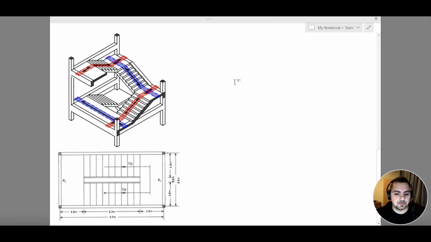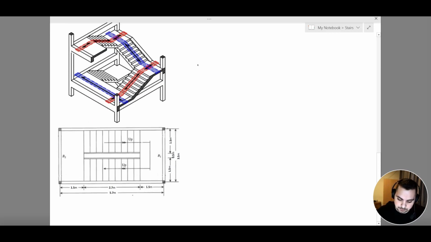So if we go here to this image, this is going to represent our example that we are going to take into consideration for our two-flight staircase. So if you look at the L here, it is going to be 1.5 times 2, plus 2.7 over cosine alpha. This is my L, and I'm going to divide this by 20 to find the thickness.